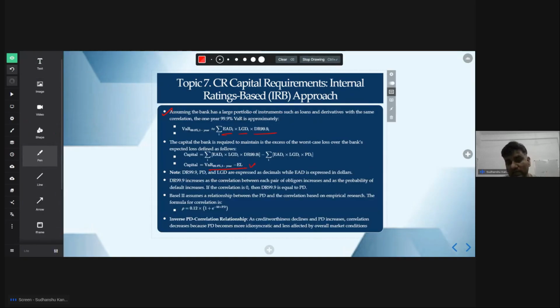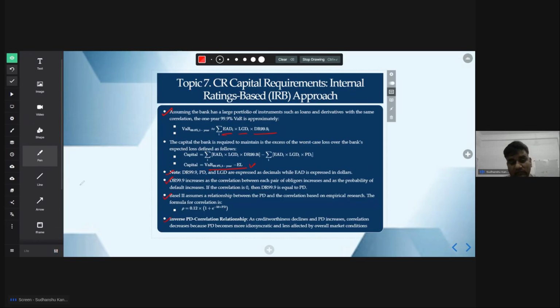Please understand the probability of default and correlation relationship: Basel II embeds an inverse relationship. As probability of default increases, correlation decreases. And if you look at the interpretation, high quality borrowers default mainly due to systemic shocks, low quality borrowers default due to idiosyncratic reasons.